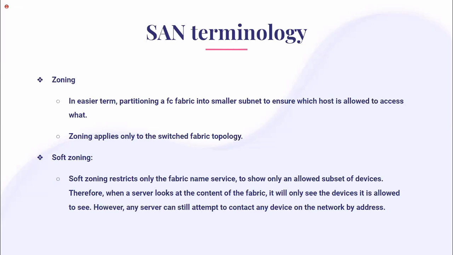Masking and zoning. Yeah, so zoning and masking are two different terminologies. So masking is basically, how should I say this, there is authentication and there is authorization, and there is another term which is called mapping. So LUN masking is basically the LUN which is only available to a particular host.